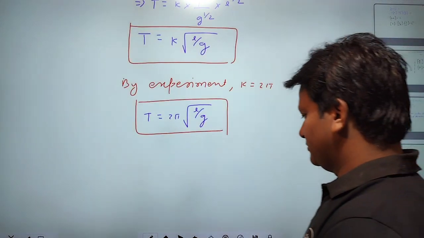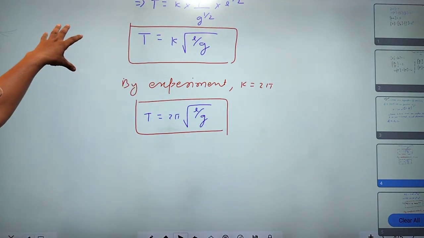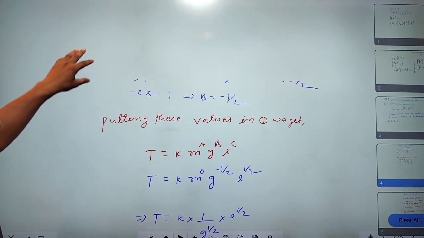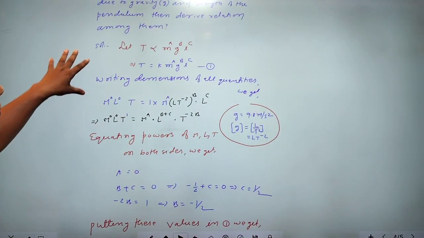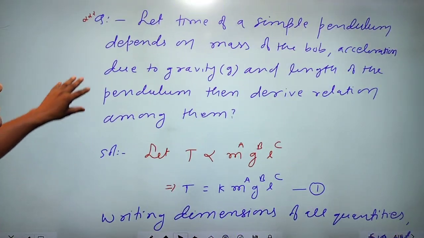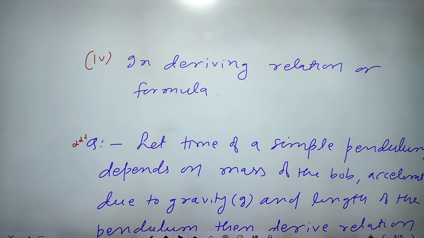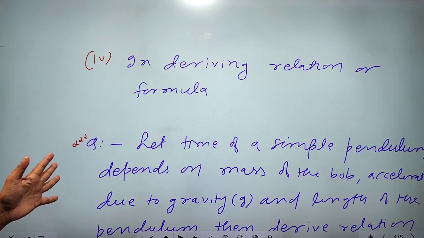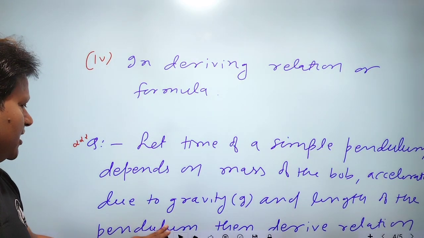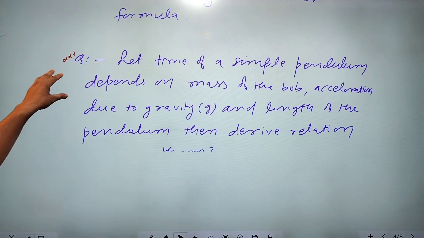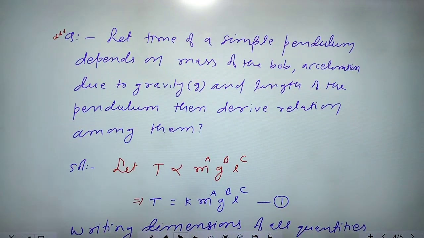Now I am going to discuss the fourth use of dimension. What is the fourth use? The fourth use of dimension is in finding a relation or formula. As for example, this is an example question. Let the time period of a simple pendulum depend on the mass of the bob, acceleration due to gravity, and length of the pendulum. Then derive the relation among them.